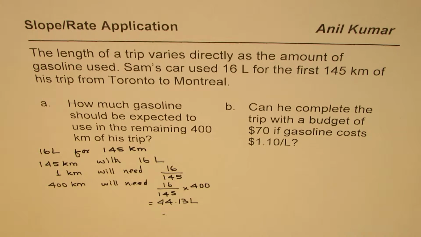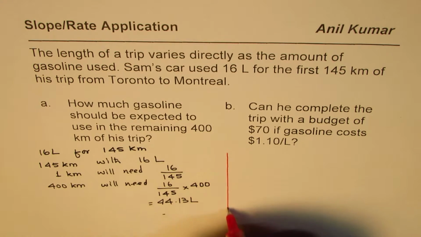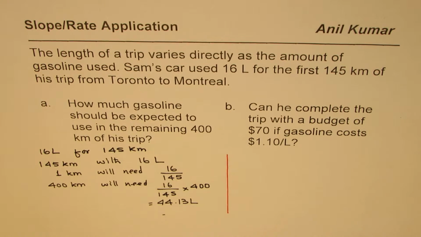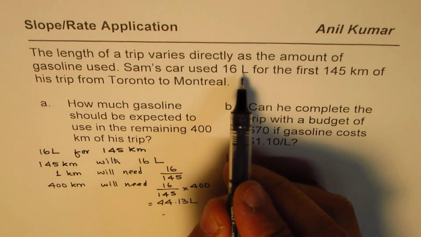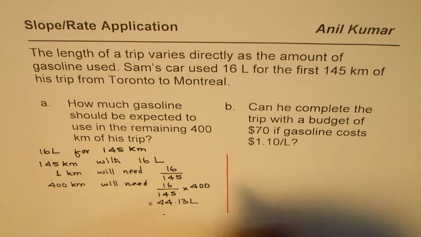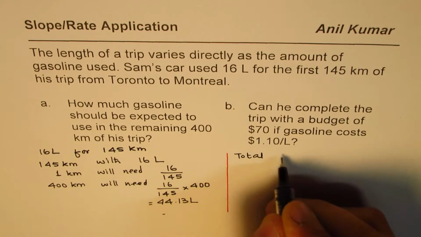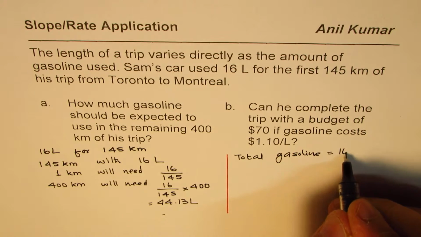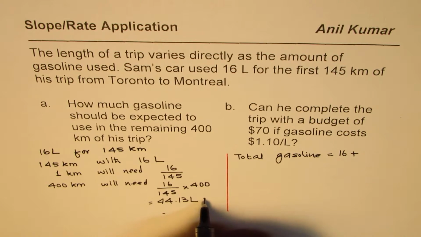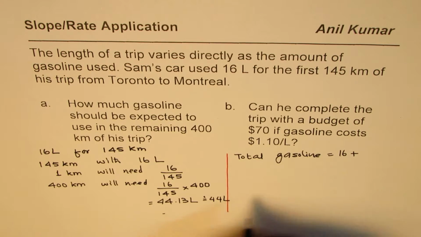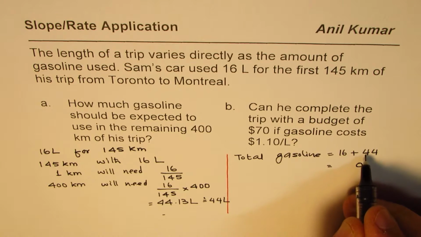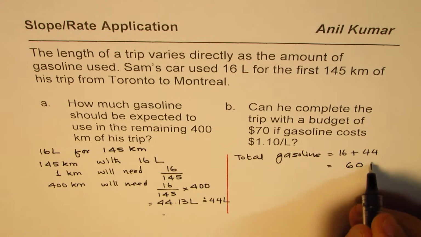Now, the next part of the question is, can he complete the trip with a budget of $70? In this case, what is the total gasoline he will need? So 16 liters for 145 kilometers and then 44 more. So total gasoline required is 16 plus, we can round this to 44. Is it okay? 44 liters plus 44 gives us 60 liters, right?